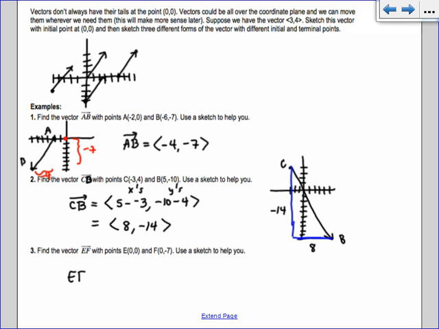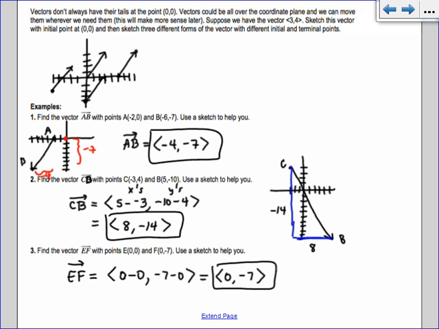All right, so if I do EF here without drawing the sketch, I would have 0 minus 0. And then I'd have 0 minus, actually not 0. Sorry, start with the tip, -7 minus 0. So I get 0, -7. Okay, so EF is the same as just F, like the vector going from the origin to F, because E was the origin. Okay, so those are my vectors.